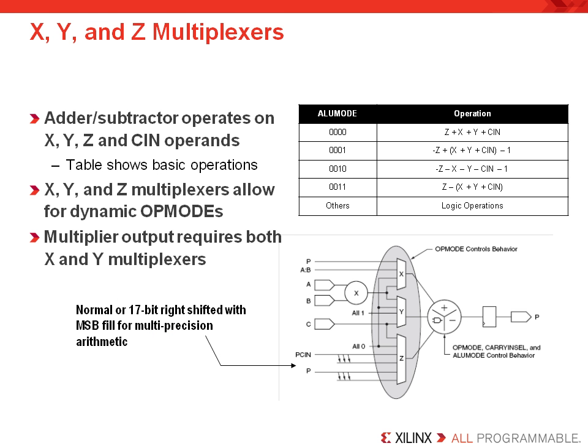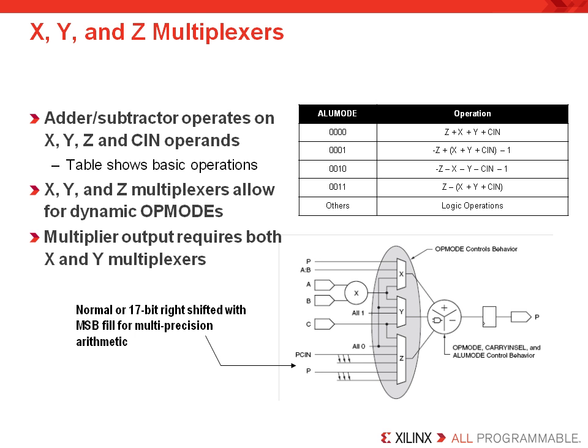When configured as an adder subtractor, the ALU operates on the X, Y, Z, and the carry-in operands. This table shows the ALU modes for addition and subtraction. The op mode register that drives the select lines to each mux can be updated dynamically to change the operands feeding into the ALU. The ALU mode can also be changed dynamically during operation.